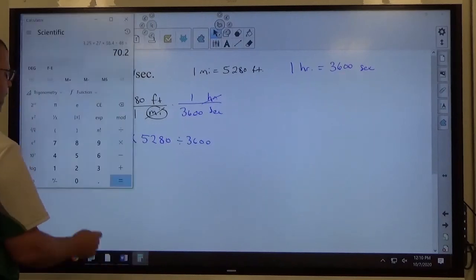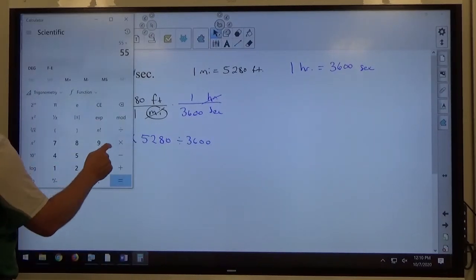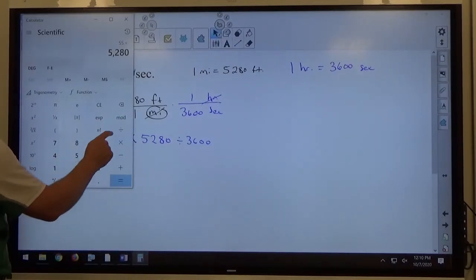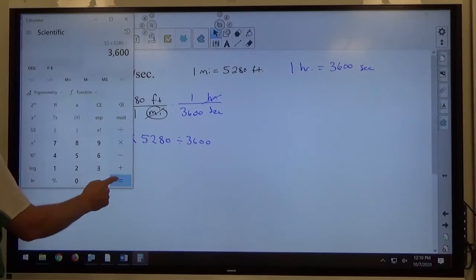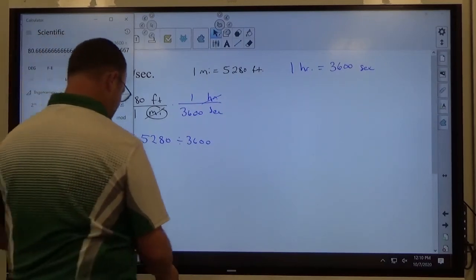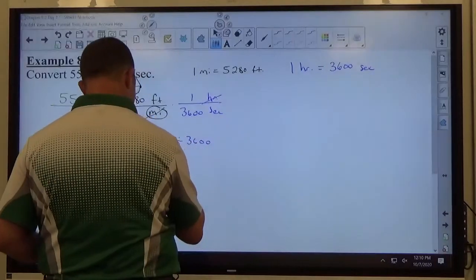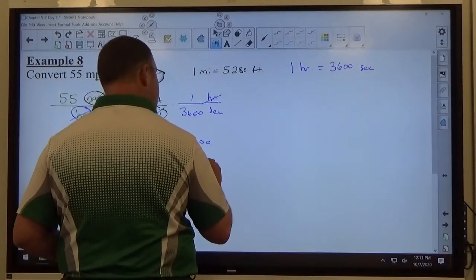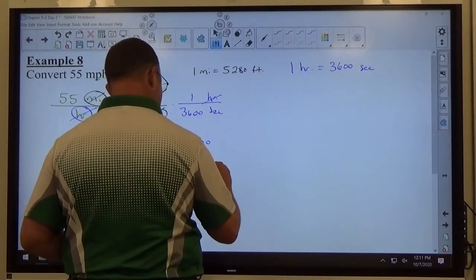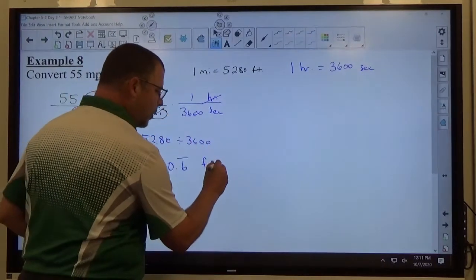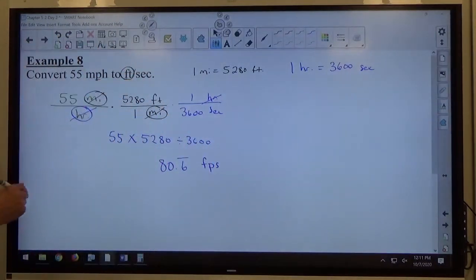So we get our calculator out. 55 times 5280 divided by 3,600 comes out to 80.6 repeating feet per second. You can put FPS if you want to, feet/sec, whatever.